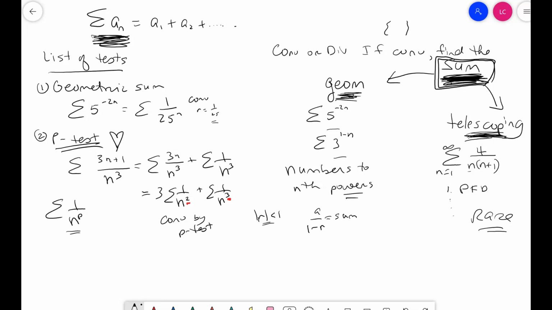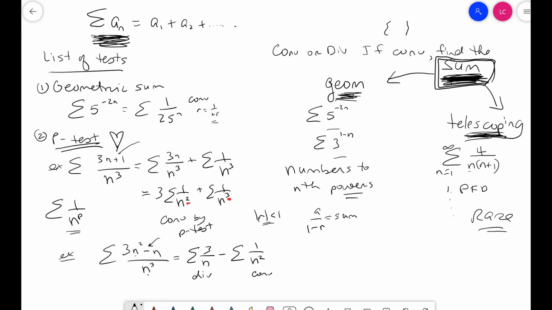So if there's addition, or it could be, so this is an example, right? Or it could be subtraction, right? 3n squared minus n over n cubed. So then I would split it up around the subtraction. So 3 over n, right, canceling as I go. And then minus 1 over n squared. This one would converge by p-test, but this one diverges.